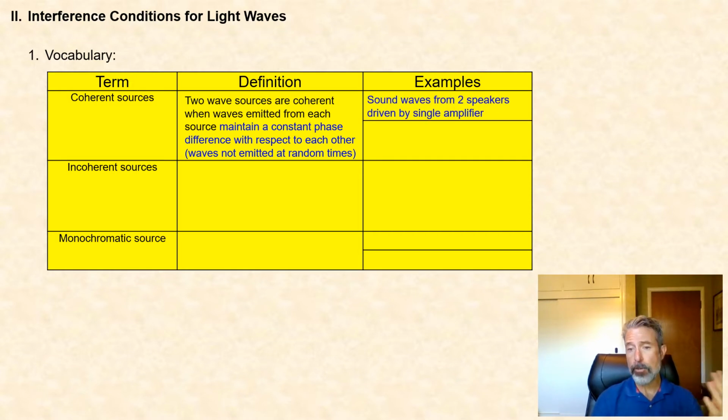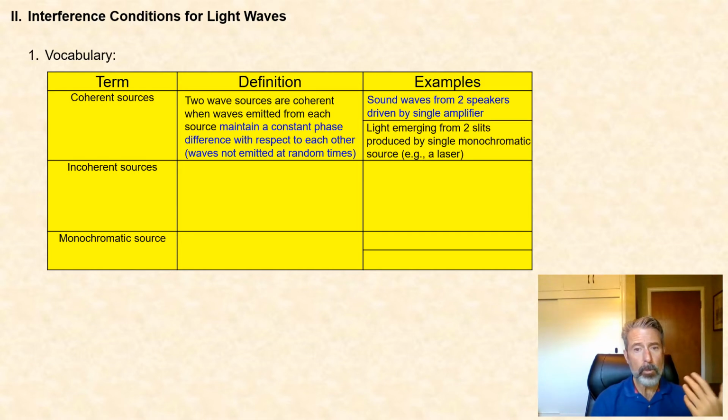Examples of such sources, if you look at sound waves, for example, sound waves emitted from two speakers that are driven by a single amplifier would be an example of a coherent wave source. When we talk about light, we say light emerging from two slits produced by a single monochromatic source. We'll describe what a monochromatic source is in a bit here. So this would be an example of a coherent light source, and this is what we'll see in the classic Young's double slit experiment that we will introduce in the next slide.